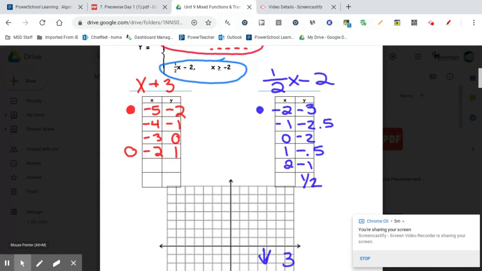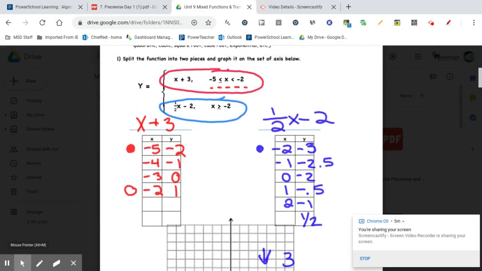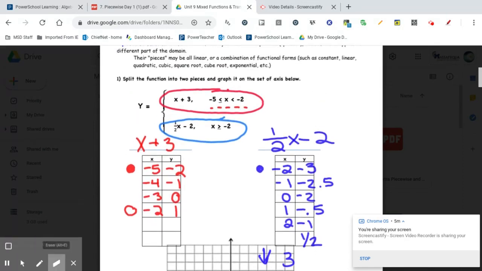I don't know why this came with us. What's happening here? I don't know. I'm going to erase this. Okay, just know that this is a 3.